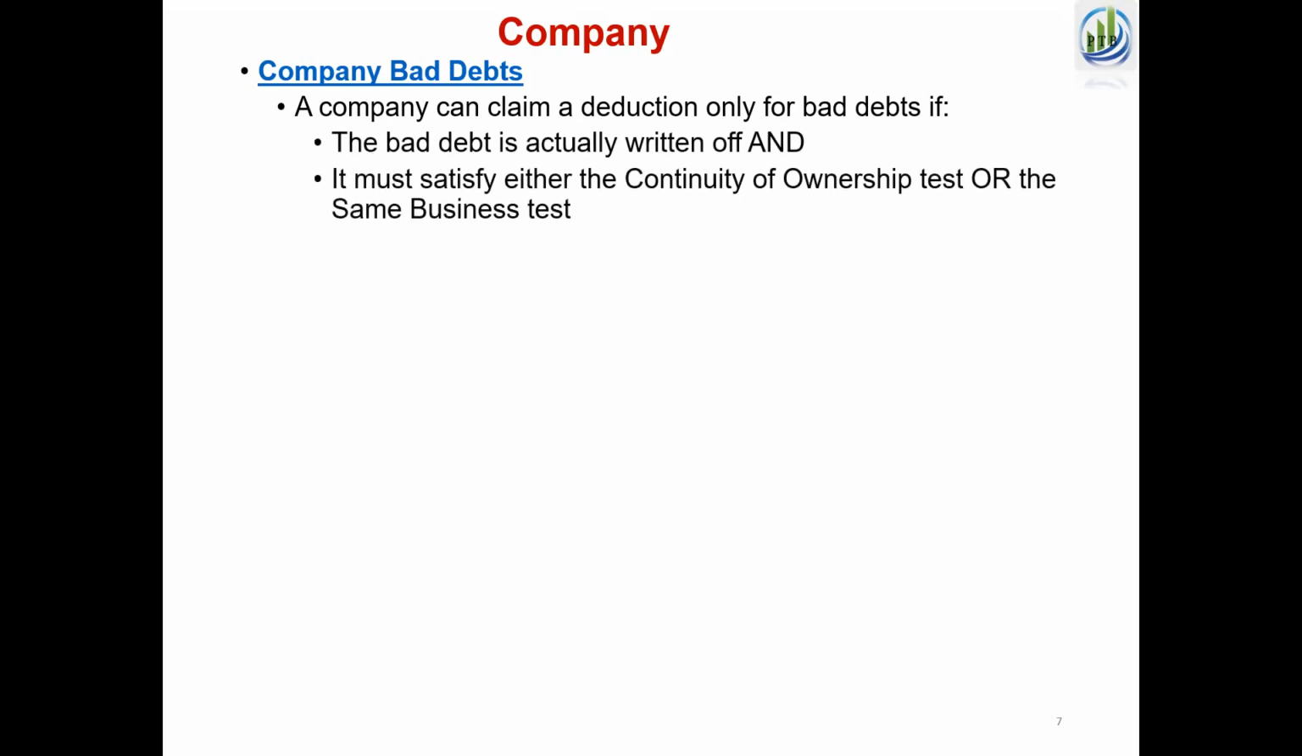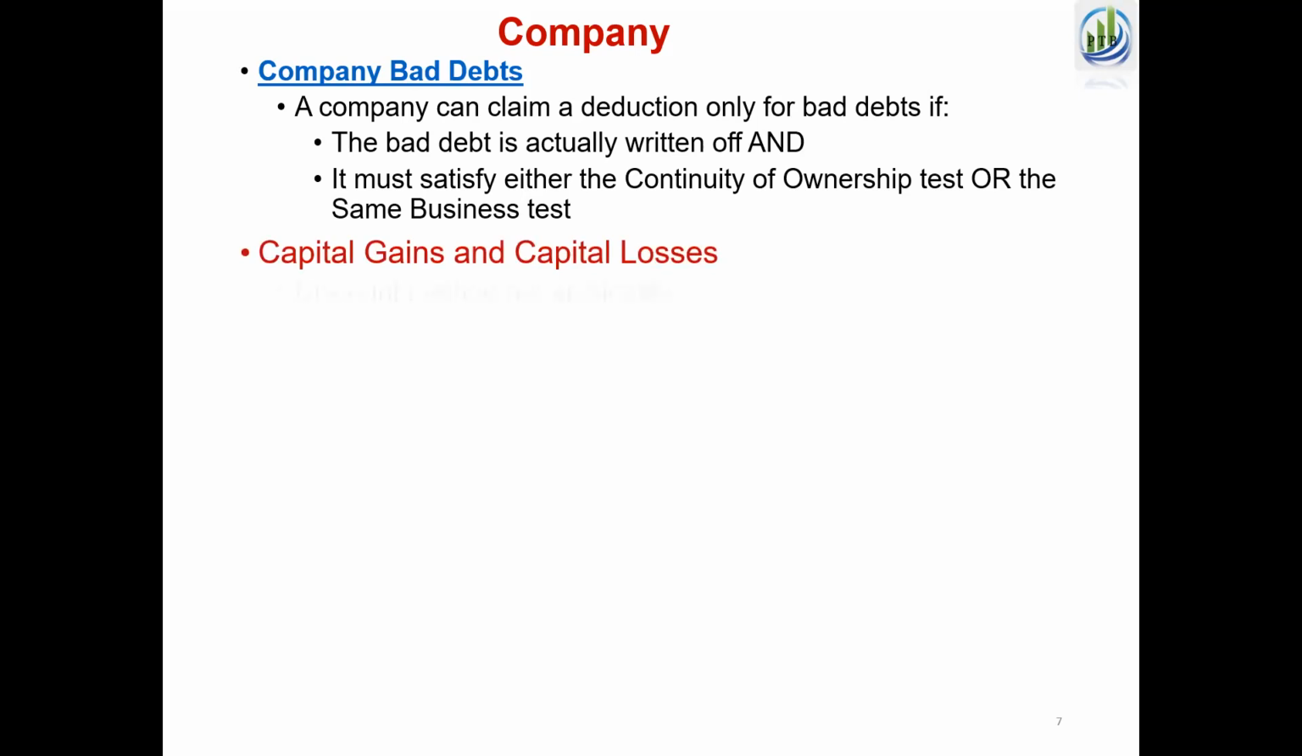you must satisfy one of the tests. What are the two tests we learned previously? Continuity test or same business test. I don't want to explain again because I explained previously what the continuity test is. It means your ownership has not changed more than 50%. Same business test, your core business activity has not changed between when the bad debt occurred and when the bad debt is recovered. That's when you deduct, right?